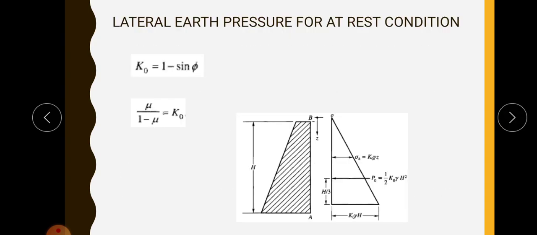Then this k naught can be written like this, that is 1 minus sine phi. Phi is the angle of shearing resistance, and this k naught can also be written in terms of Poisson's ratio, that is mu divided by 1 minus mu. Okay, so this is the lateral earth pressure for at rest condition. This is the same figure that I have explained now.